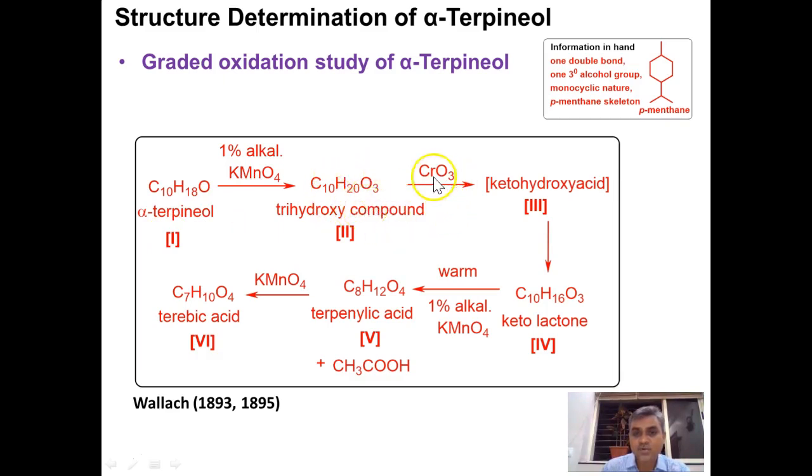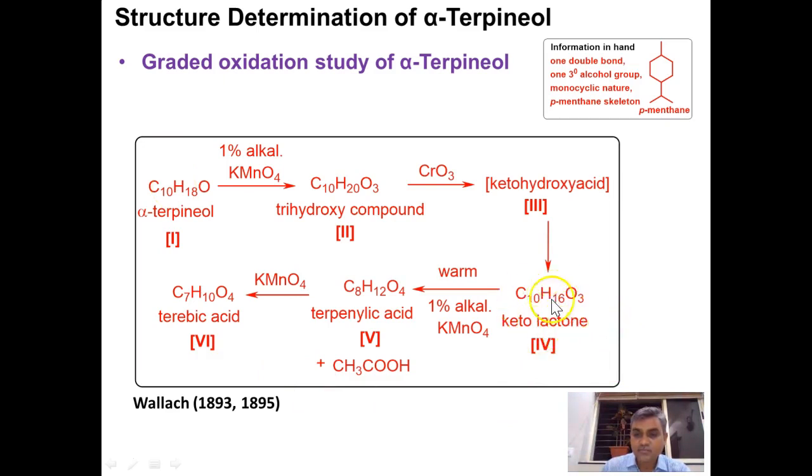This trihydroxy compound on oxidation with CrO3 gives one intermediate, and this intermediate rearranges to form compound number 4. Then this compound number 4 is treated again with 1% alkaline KMnO4, and here a degradation product is formed. Here the 10 carbon atoms are converted into 8 carbon atoms and acetic acid. And again, further oxidation of terpineolic acid, that's product number 5, forms terpic acid with one fewer carbon atom. Now this was an experiment, and if you understand the structures of terpic acid, terpineolic acid as well as compound 4, then we can reach the structure of alpha terpineol.